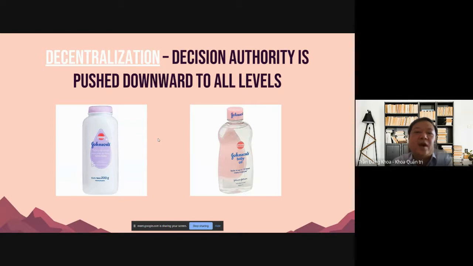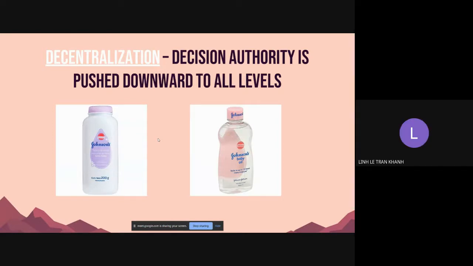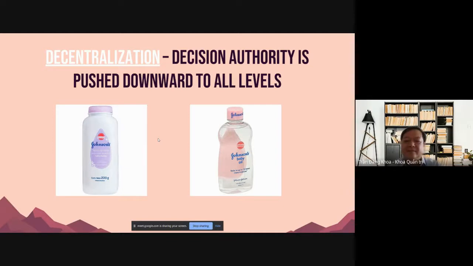Who can explain why? Can I explain it? Yeah. So I think Johnson & Johnson uses decentralization because they have many small companies, and these small companies are located everywhere. Johnson & Johnson is a worldwide company, so decentralization helps the company understand local customers better because they are placed in that location. And if one company makes a mistake, it doesn't cripple the whole organization. Yeah, thank you, Ms. Ling.